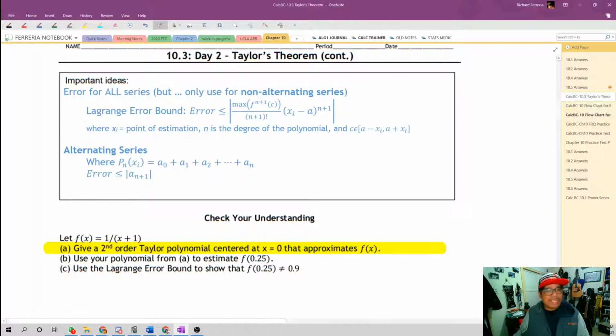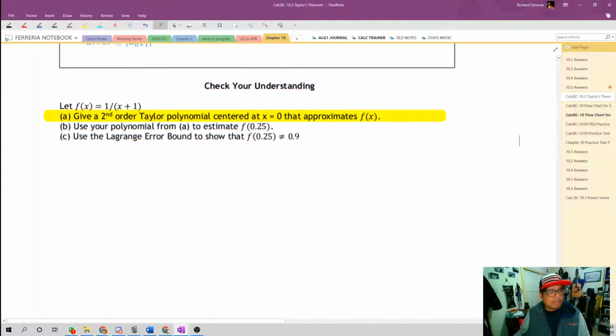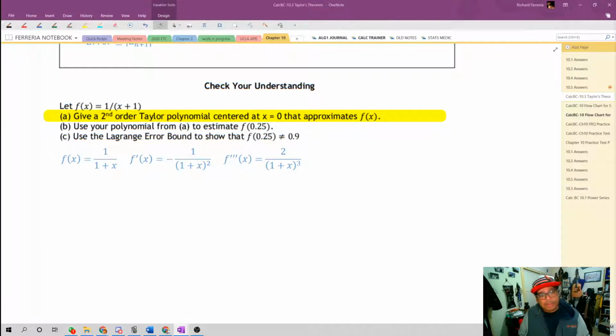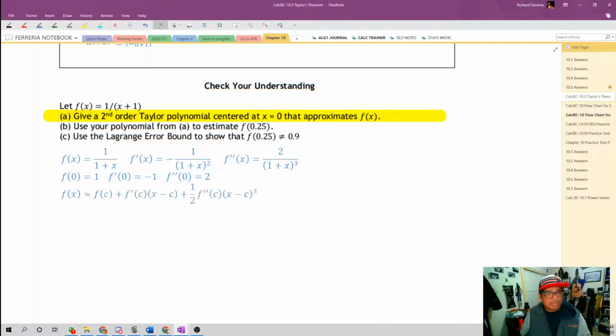So let's check our understanding. We have ourselves right here a function, and we're supposed to find the second ordered Taylor polynomial. So we're going to need 2 derivatives in order to figure out our polynomial. Firstly, we're going to write the first 2 derivatives. Then we're going to evaluate all of our derivatives at the center, which is x equals 0.